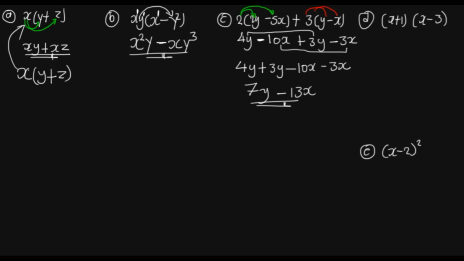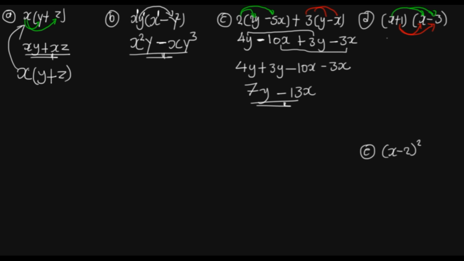Now let's try our d. For part D, we can see that we have two brackets that should be multiplied together. From the first bracket, this x will multiply with this x and with negative 3. Then the other one will multiply with x, then also with negative 3.